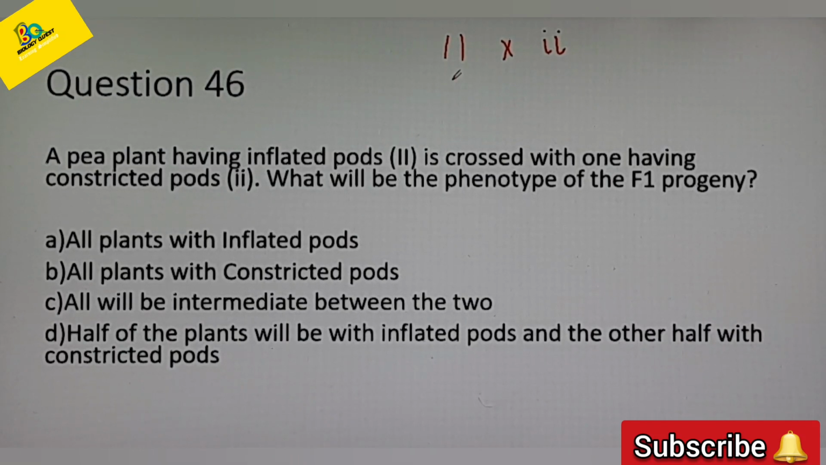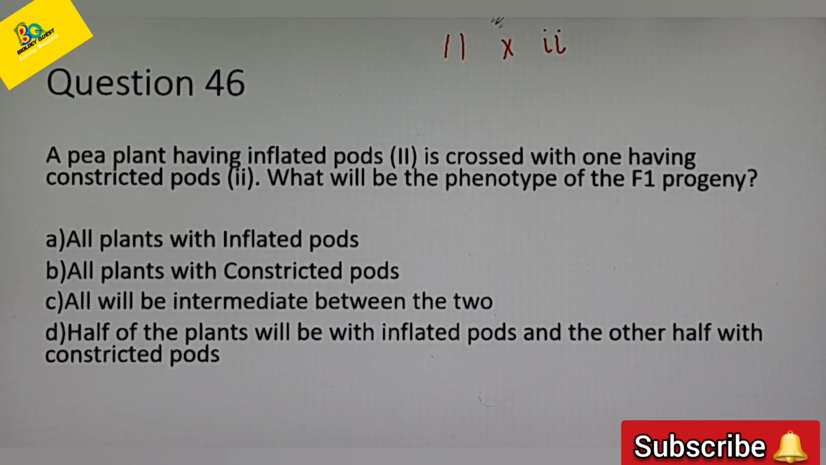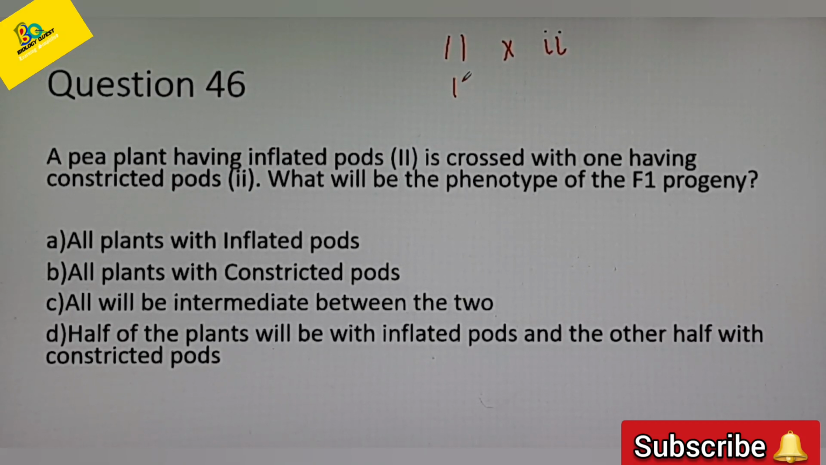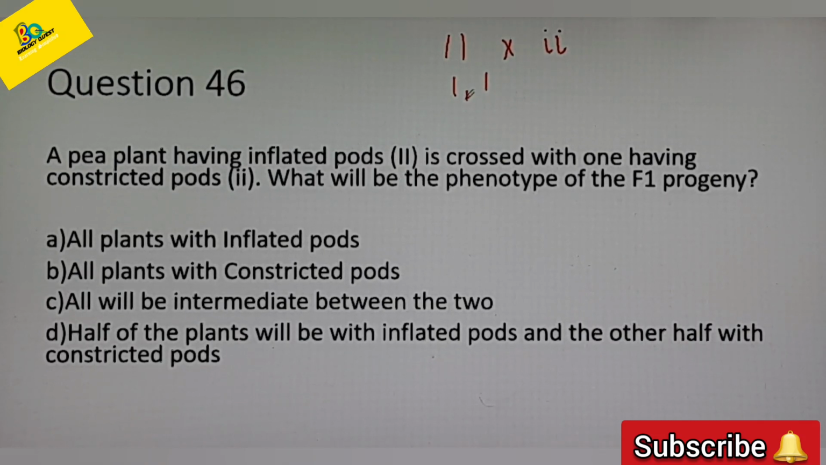So what are the gametes produced by this plant? This plant produces all the gametes of one type. All the gametes produced will have capital I. Capital I, capital I. These are the gametes produced by this parent.